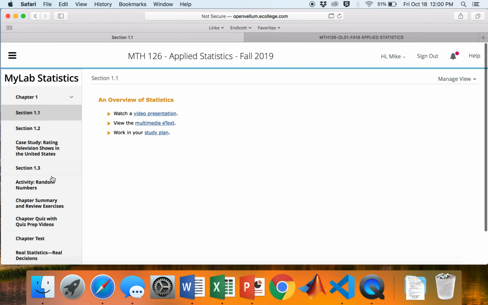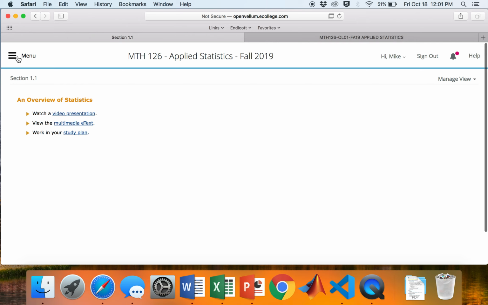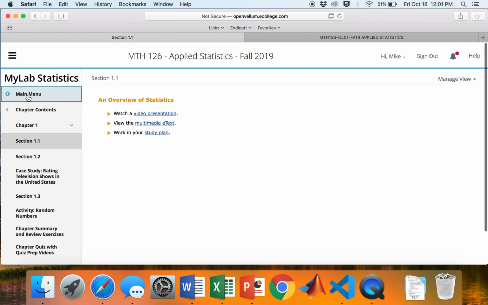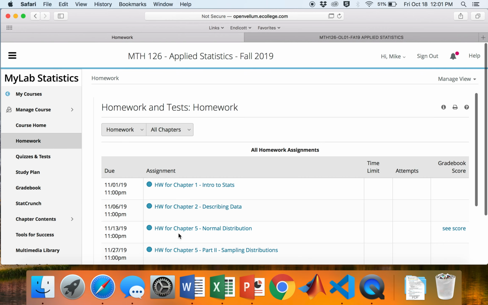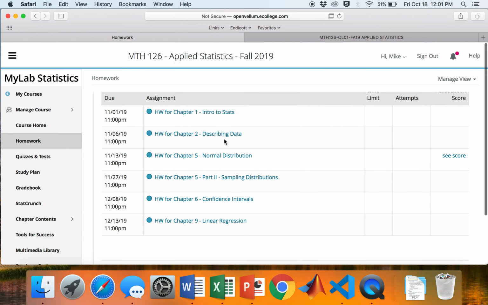none of the rest of this stuff is expected of you. However, I know some students do it because it's extra practice, so you are welcome to come in here and click around and do these if you want. But nothing is required of you except for the things on the main menu here. Homework, right? This is the only thing. These 6 things are the only graded things that count towards your grade in the course.